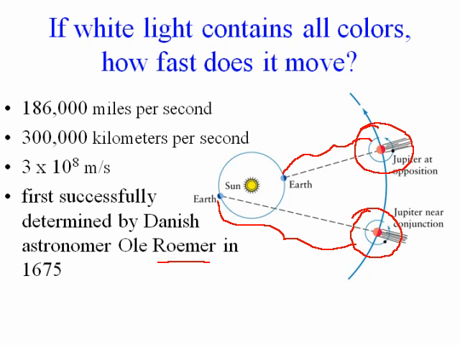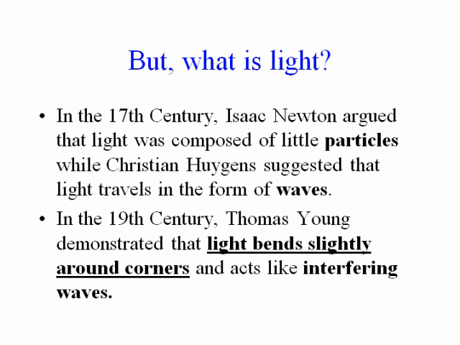So he made this first calculation of the speed of light, and today we accept this speed of light at about 186,000 miles per second, which is also about 300,000 kilometers per second, or about 3 times 10 to the 8th meters per second. Romer was the first individual to attempt this measurement.